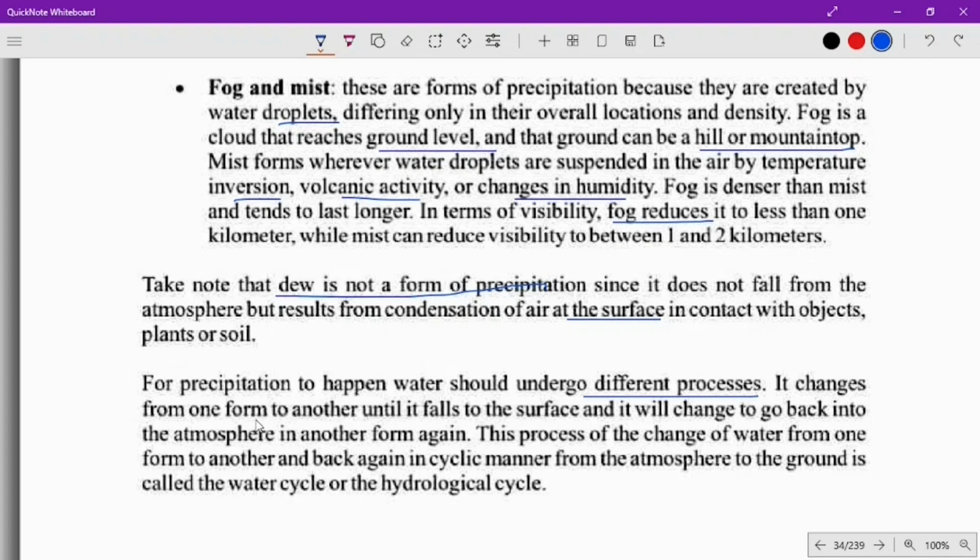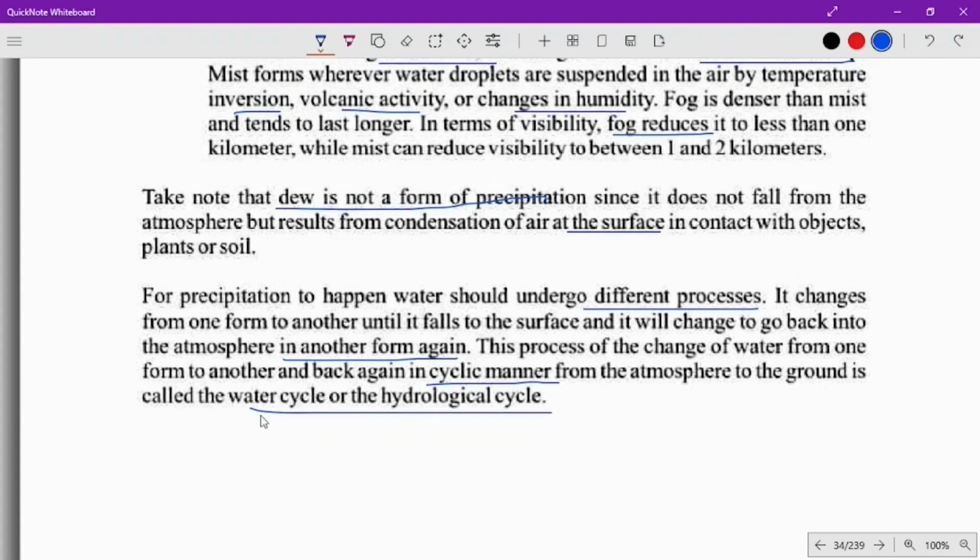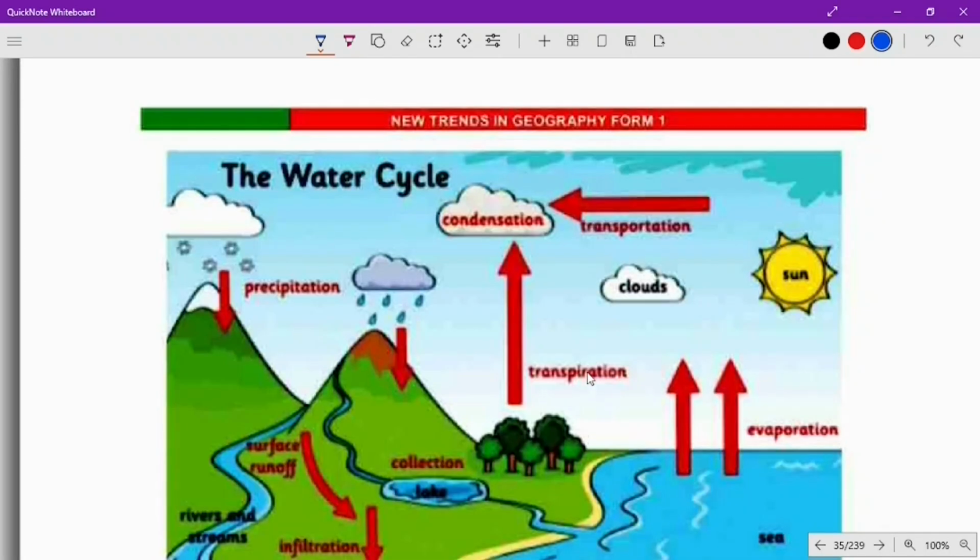It changes from one form to another until it falls to the surface, and it will change back into the atmosphere in another form again. So this process where water is changing from one form to another is called the hydrological cycle or water cycle. This term, I'm sure you have heard it before in primary level when you were taught about the water cycle. We call it the hydrological cycle.